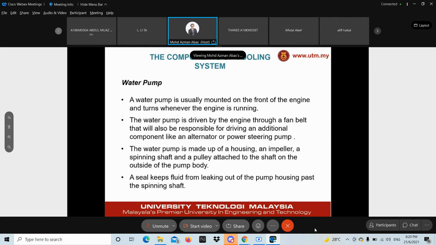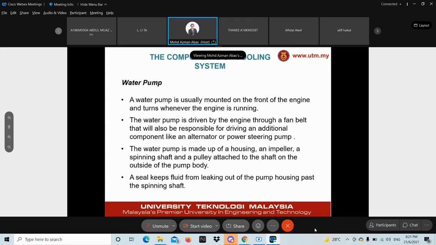Okay, of course, another important component in the cooling system is the water pump. A water pump is usually mounted on the front of the engine and turns whenever the engine is running. This is basically mechanically connected to the crankshaft rotation. So the water pump is driven by the engine through a fan belt, or these days can be mechanical gears that will also be responsible for driving additional components like an alternator, power steering pump, and so forth.